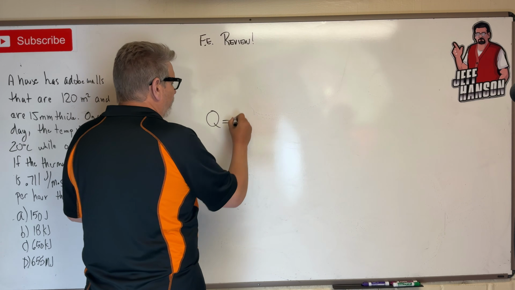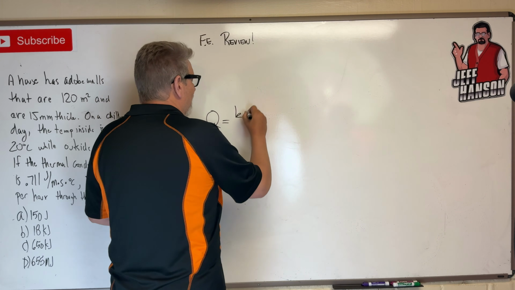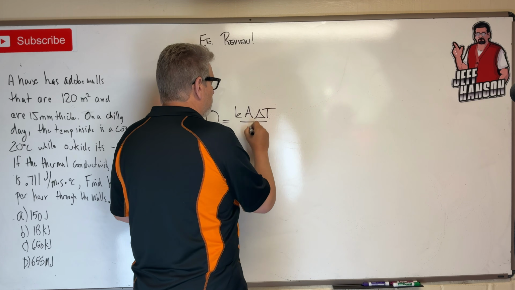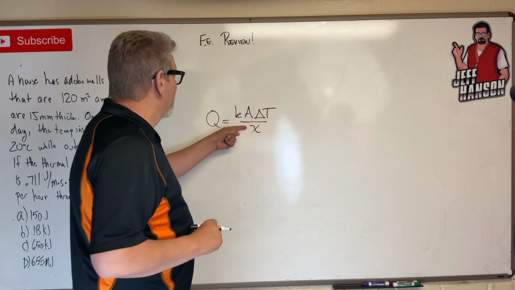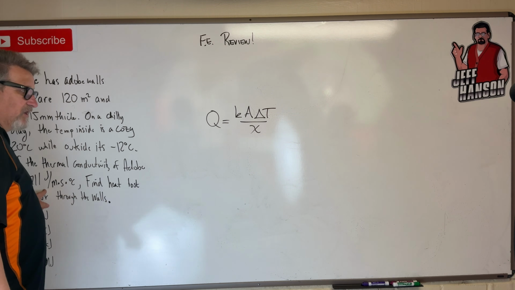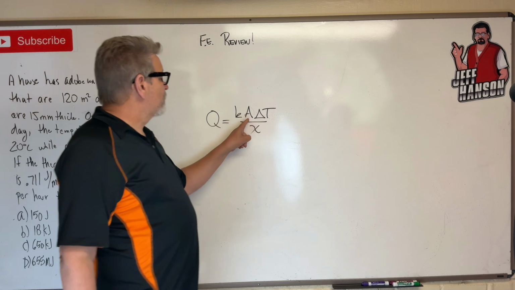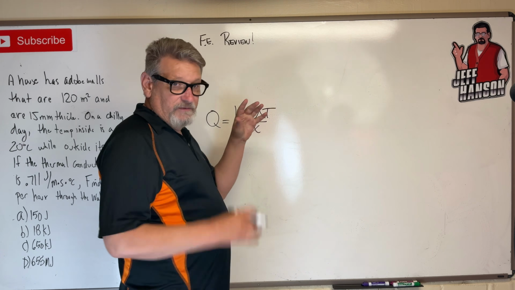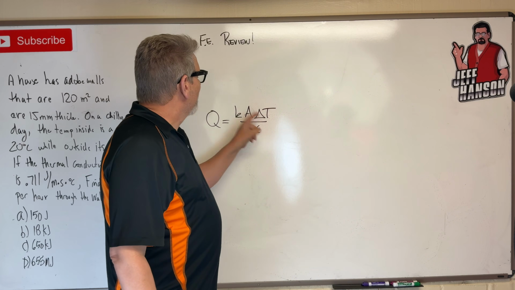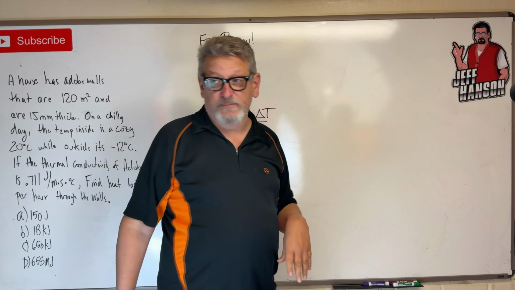Q is equal to K A delta T over X. X being the thickness of the wall, K being your thermal conductivity constant, A the area of the walls, the substrate that I'm transferring heat through, and then delta T, of course, is the change in temperature.